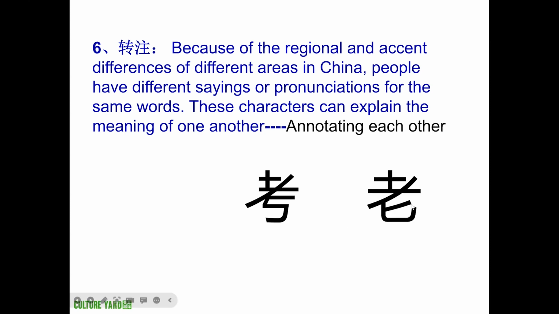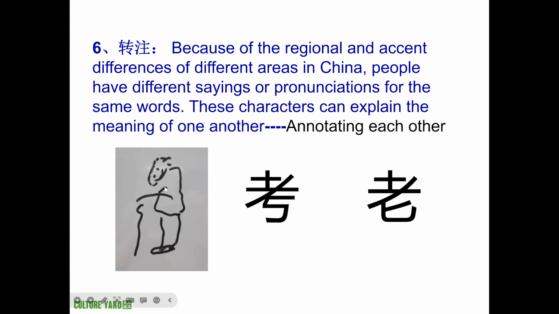For example, 老 and 考. They sound similar, look similar. Originally, it is an old man holding a crutch. So if you check 老 in an old dictionary, what does it mean? They explain it with 考. If you check what 考 means, they explain 老. They explain each other. So this is the last way. Actually, it's not creating Chinese characters. Okay, until now, we talked about the 6 ways of creating or using Chinese characters.